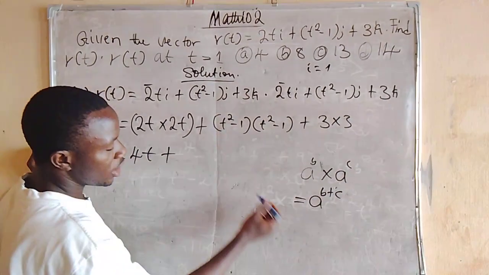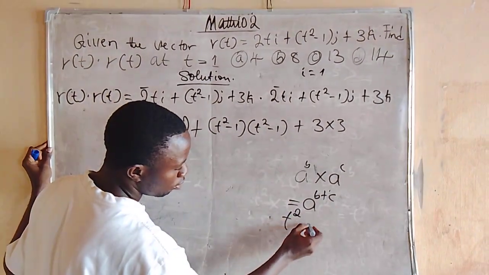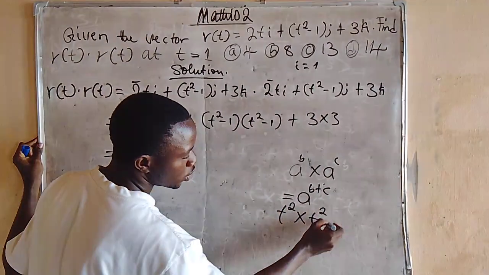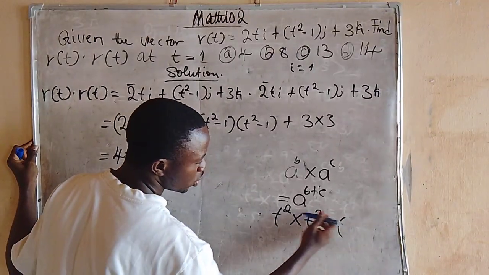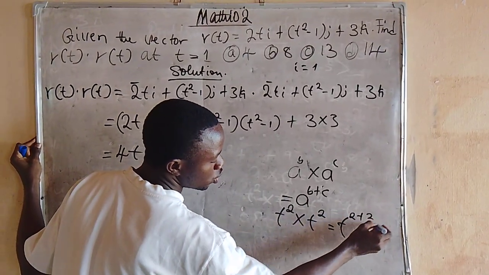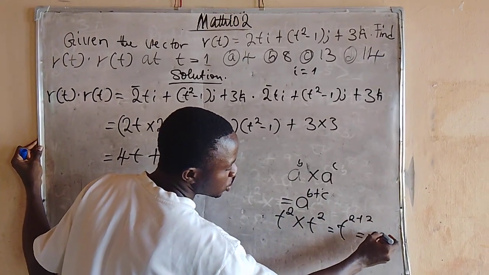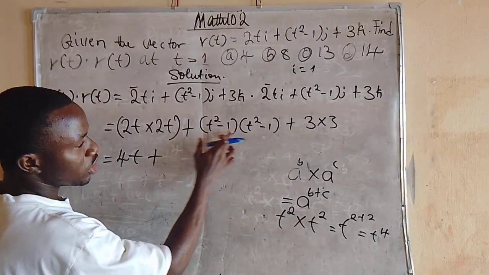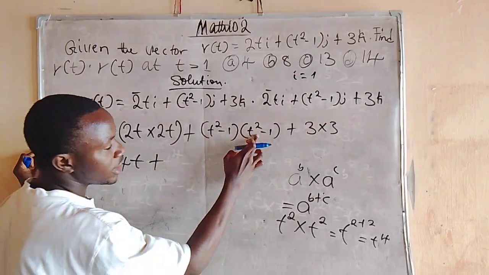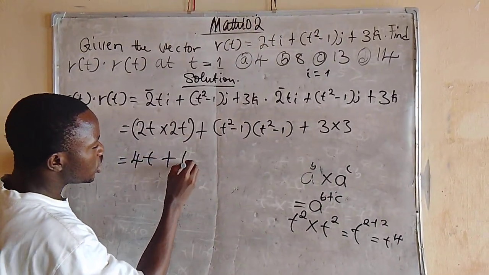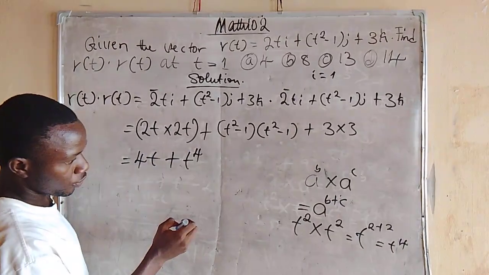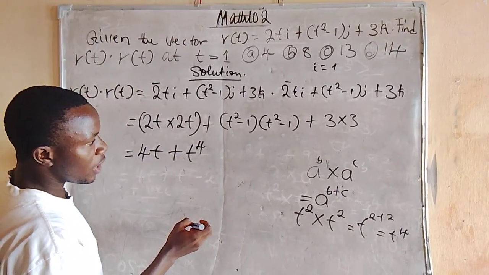So same thing happening here. We have t squared multiplying another t squared. So we just pick one t raised to power of 2 plus 2, and at the end of the day you have t raised to power of 4. So t squared multiplied by t squared, you are going to have t raised to power of 4.